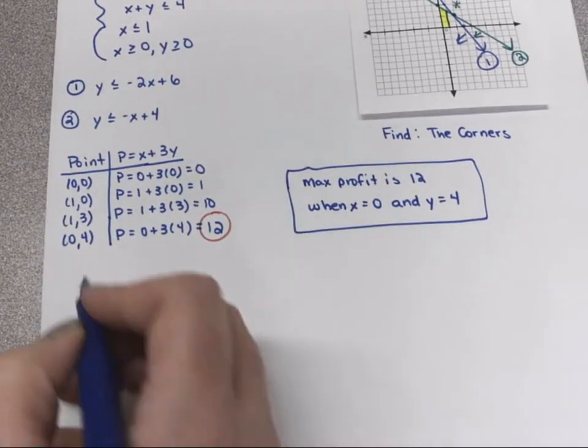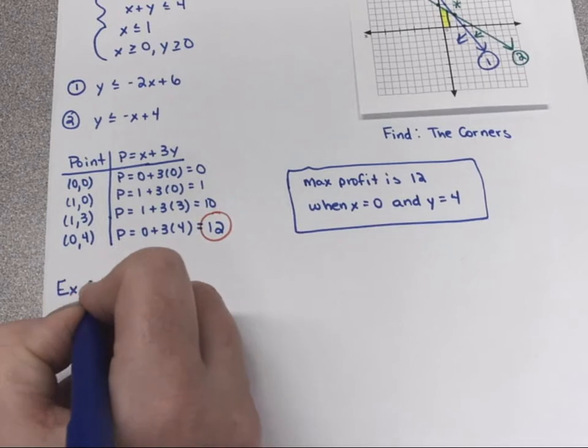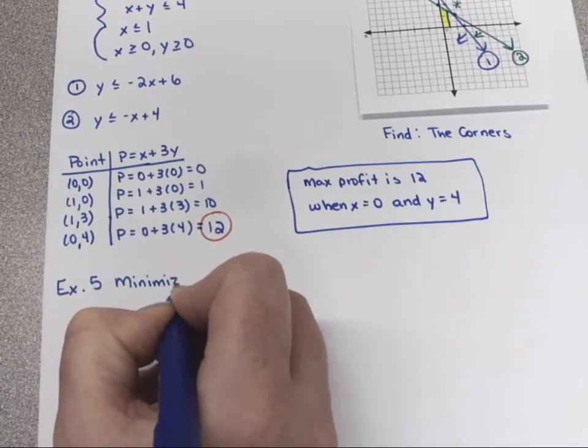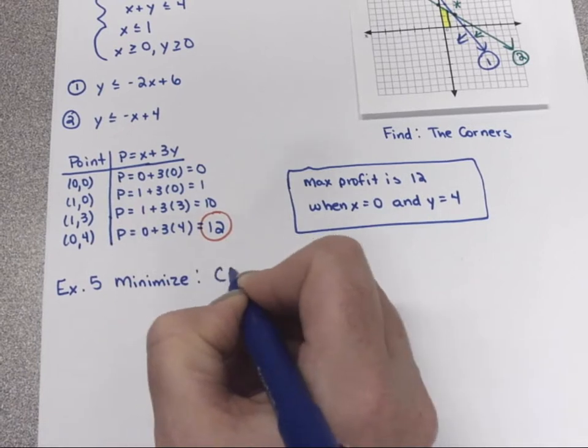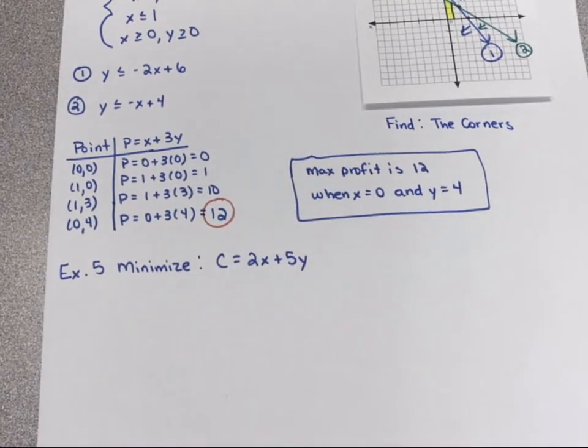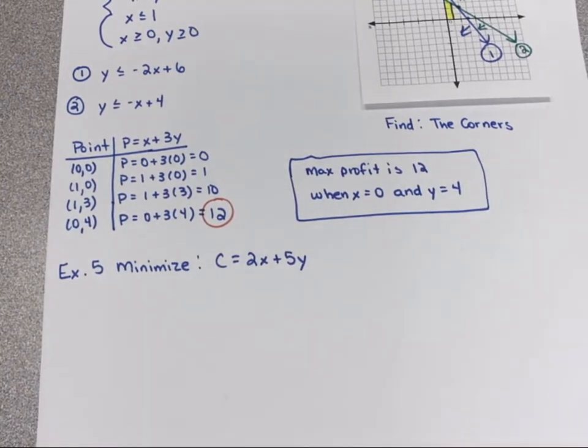Okay, so let's do one where we're minimizing, but really I don't think it's much different. We're just going to do the same things. We're going to graph, but then we're going to find the smallest one. So let's say that this is my cost function. By the way, this means if we're selling 2 different items, the first one costs us $2 each, the second one costs us $5 each.